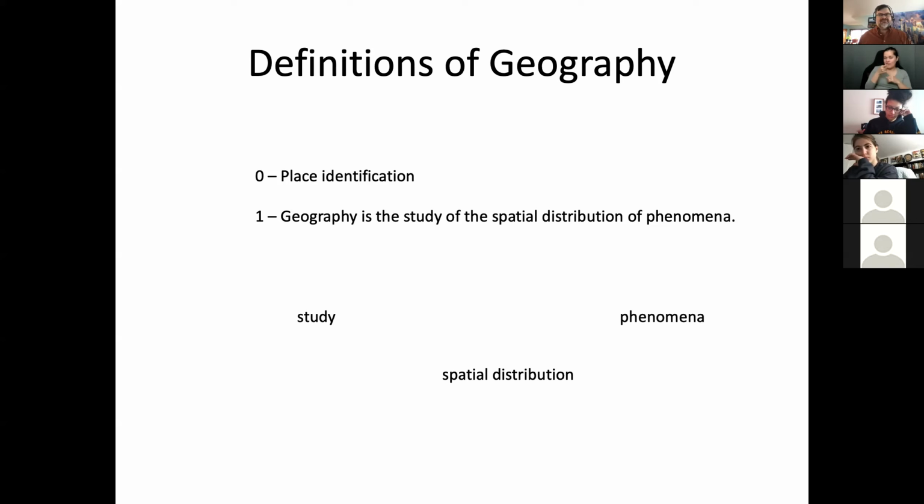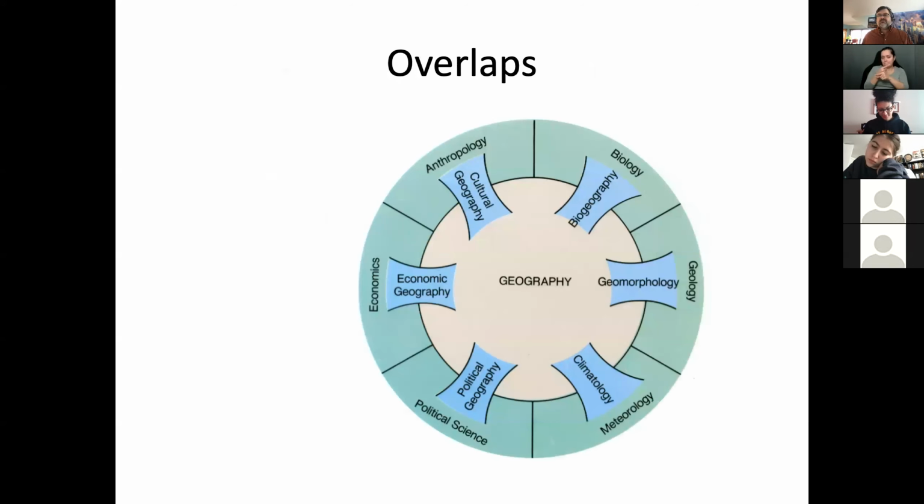Well, that could then be lots of things that geographers can study. So we say, well, if those things have a spatial distribution, which usually means that they're found somewhere on the Earth's surface. Even so, that's a lot of things that geographers can study. And it means that sometimes we have overlaps with other fields of study. So here's an illustration of how that might be. Some things that economists study, so do geographers. And the overlap of those things is economic geography.